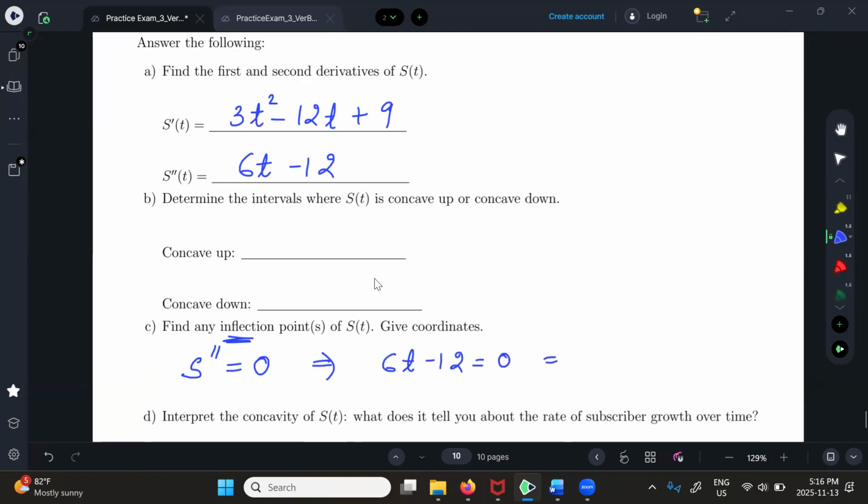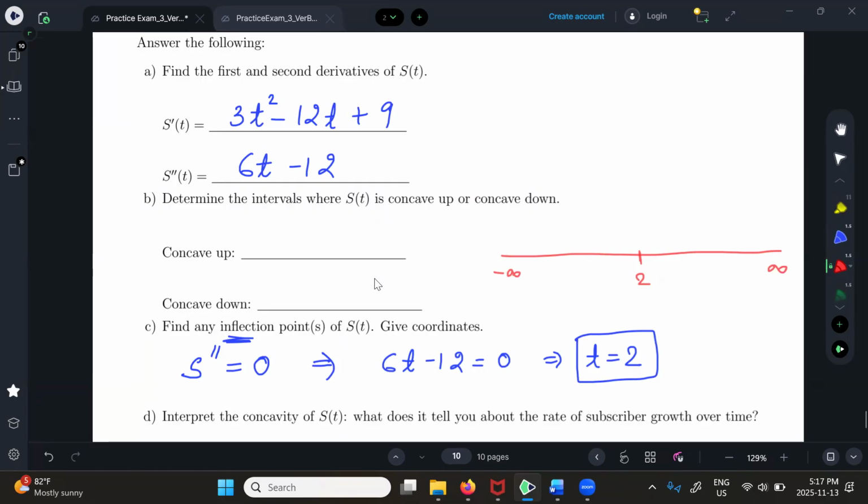So you get T is 2. Now, once you have your inflection point, go back to the intervals. Whatever I'm writing on this paper is what you're going to write on your exam. Exactly this. You will follow the same process. This video will be posted. You watch it again and again.